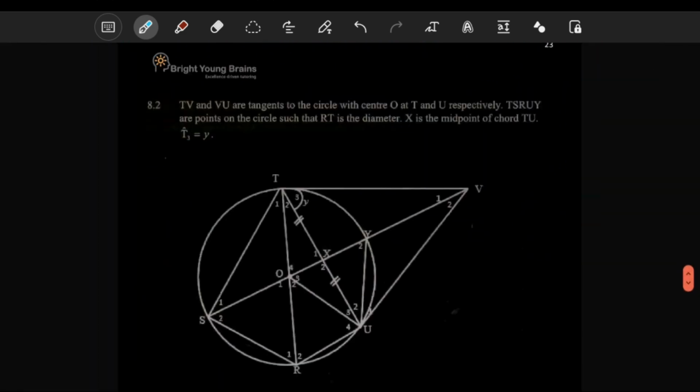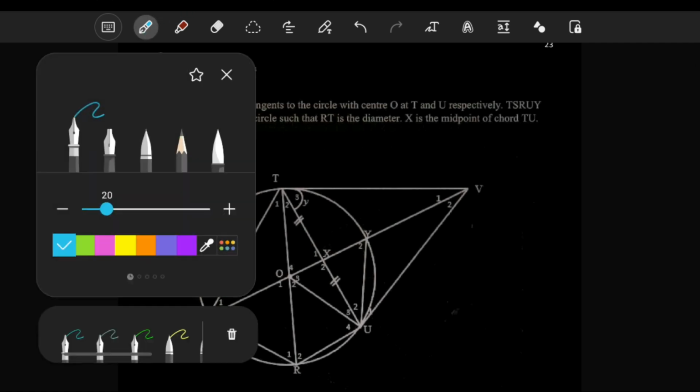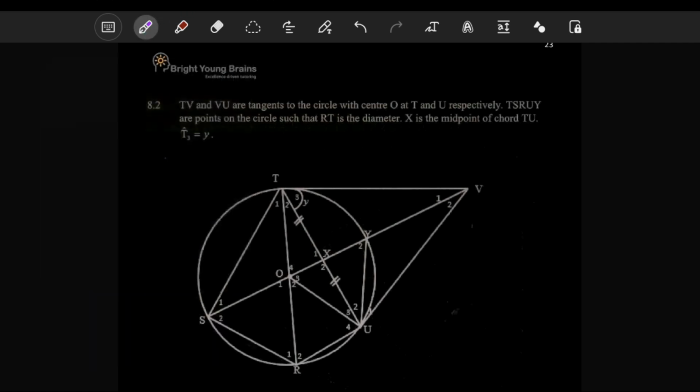Whew. Question 8.2 now. We are getting into the realm of normal Euclidean geometry kind of questions. It says here TV and VU are tangents to the circle with center O at T. So they are tangents to the circle. Where's TV? TV is this one. VU is this one. You see all that information? It's like gold, man. Gold. It's funny how we have two questions where they both have things like tangents from the same point.